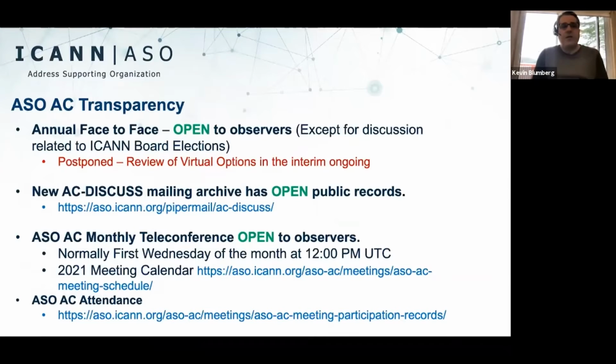During our last ASO review, which is done every 5 years, one key recommendation was that we open up as much as possible, wherever possible, to the public, our deliberations and the work that we do on a day-to-day basis. To facilitate that, all of our face-to-face meetings are now open. Our AC Discuss mailing list is open. Our monthly teleconferences are open. The link to view them is listed there, and if you'd like to join, it's there. We maintain a public record of all ASO AC participation. So pretty much at this point today, in 2021, almost everything related to the ASO AC is open and available for observers. The only thing that is not is deliberations related to appointments.